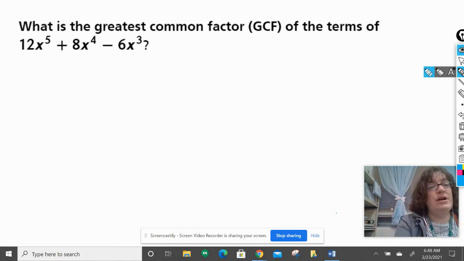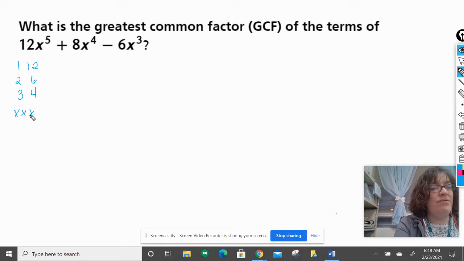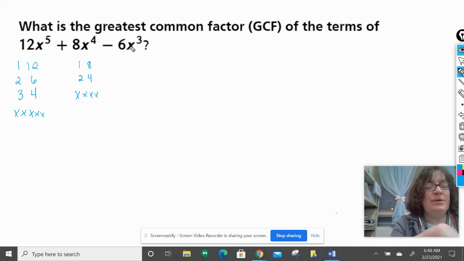So if I do that, starting with 12, I would say 1 and 12, 2 and 6, 3 and 4. And then x to the 5th would mean I have 5 x's out here. All right, 8, I would say 1 and 8, 2 and 4, and then x to the 4th, I'd have 4 x's. And finally, when I look at 6, I'd say 1 and 6, 2 and 3, and then I'd say x to the 3rd.